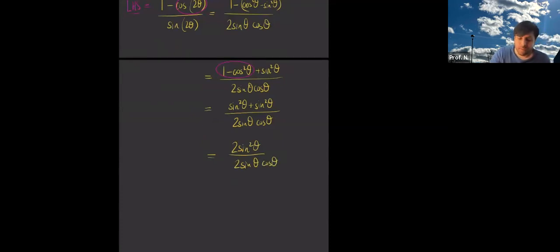But what happens? The 2's cancel. One of those sines cancels with one of the sines here, because I have sine squared in the numerator and I got 1 sine in the denominator. So then one of the sines is canceled out. And what's left? Sine theta over cosine theta. But what's sine theta over cosine theta? Tangent theta. And what is tangent theta? The right-hand side.